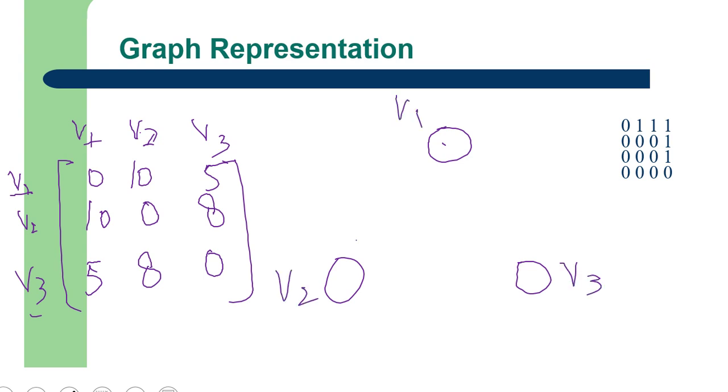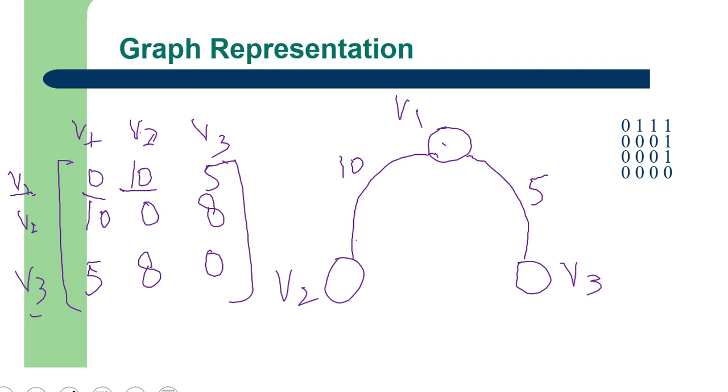The first entry is for vertex v1 to vertex v1. We will not represent this as an edge. From vertex v1 to vertex v2 the cost is 10. We will put here an edge and its cost is 10. From vertex v1 to vertex v3 the cost is 5. So we will represent this as an edge and this edge is undirected. So in this case we will write here a 5.